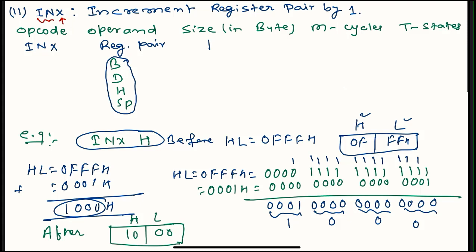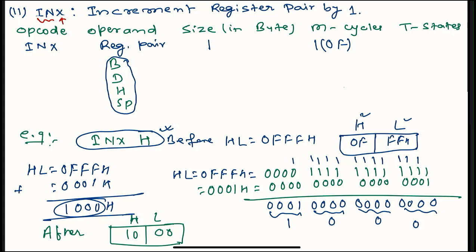Now, what about the machine cycle? Here, this will take only one machine cycle, because corresponding to this INX H there will be a code stored in memory before execution of this instruction. That code will be fetched from memory to the processor, and that is called, by default, the opcode fetch machine cycle. So the machine cycle will be only one here.